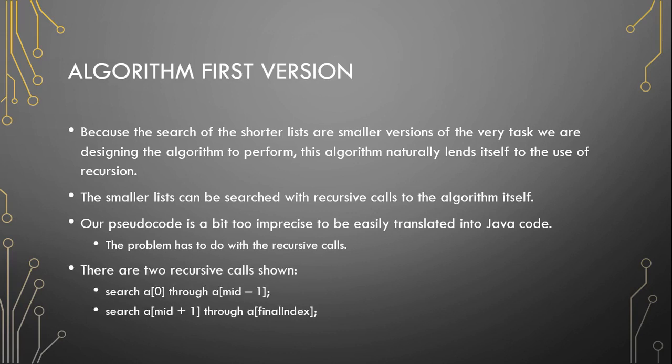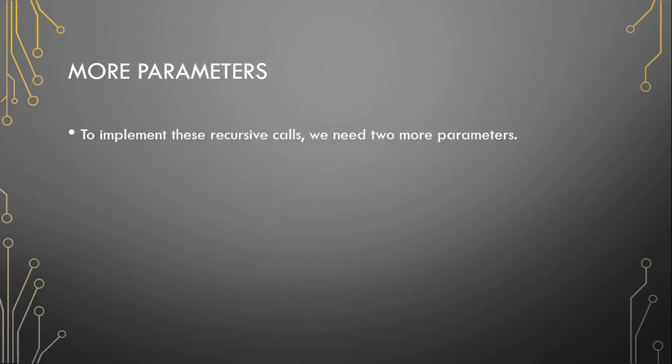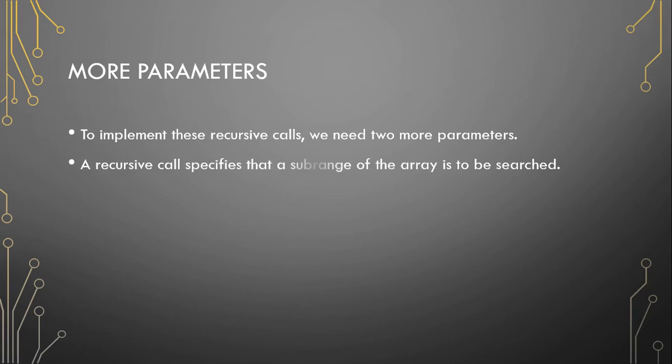So there are two recursive calls actually shown within our code that we need to define. We have search a of 0 through a of mid minus 1, and search a of mid plus 1 through a of final index. Those two lines right there are what we need to translate over into some recursive code. So in order to do that, let's look at this with more parameters. We need two more specifically in order to implement these recursive calls.